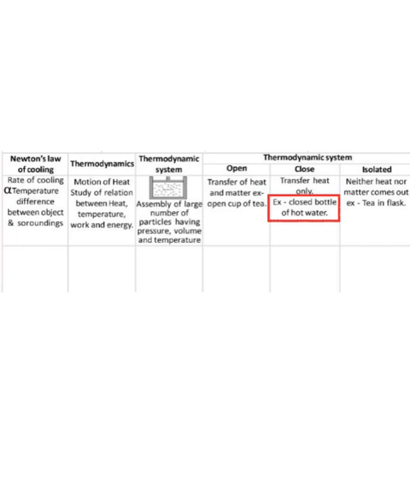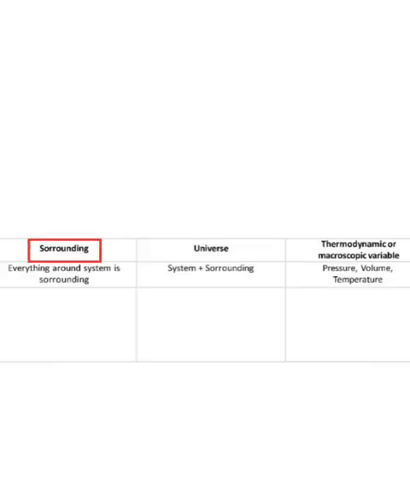In this second example, closed one. Last one, isolated. Neither heat nor matter comes out. Look at the example, tea in a flask. Surrounding, except system. Everything around it is surrounding. Universe, system plus surrounding.